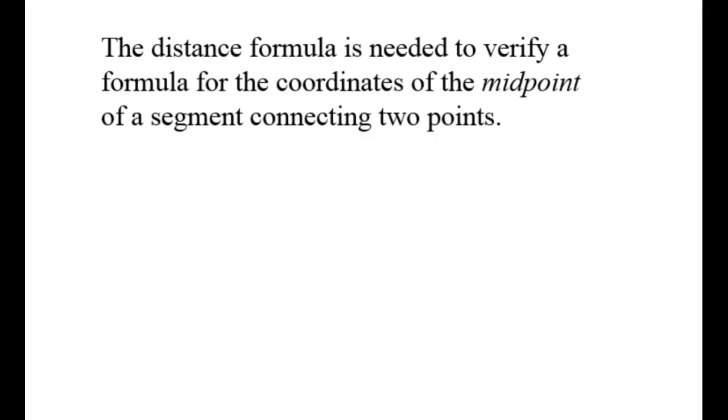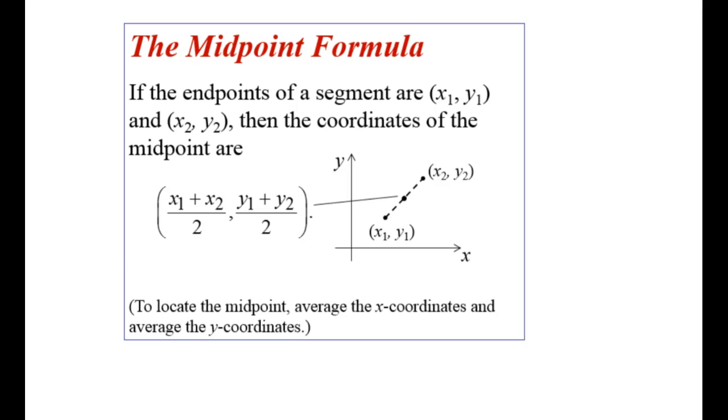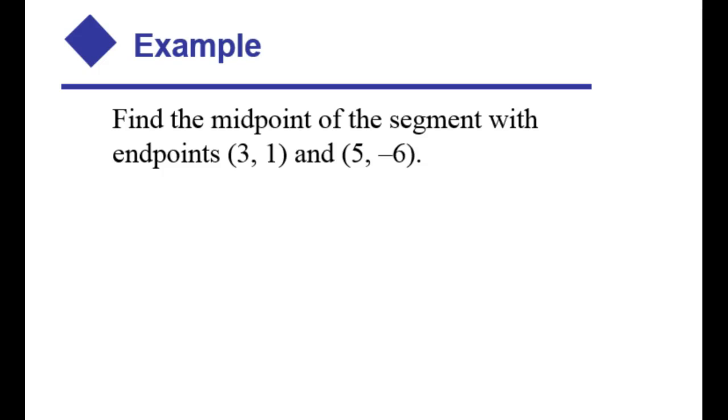The author agrees it's similar. Midpoint is the average, so to find the midpoint we just add up the x's, x plus x divided by 2, and y plus y divided by 2 is a nice midpoint formula. And that works for horizontal, vertical, or slanted lines.